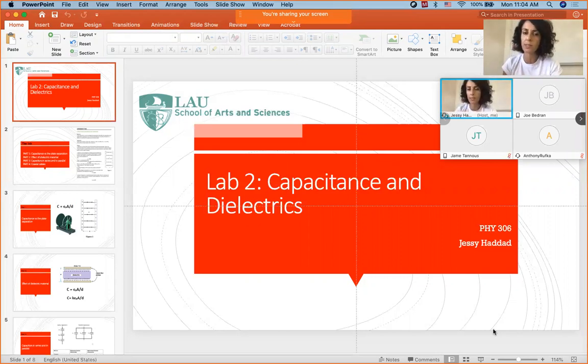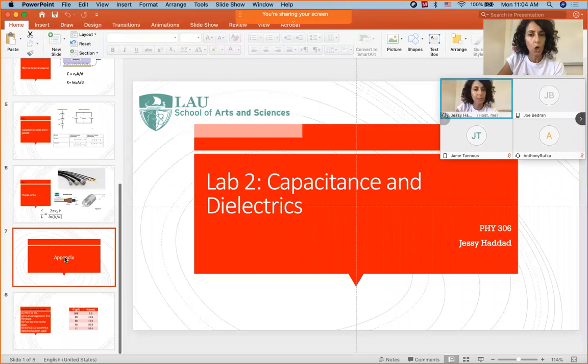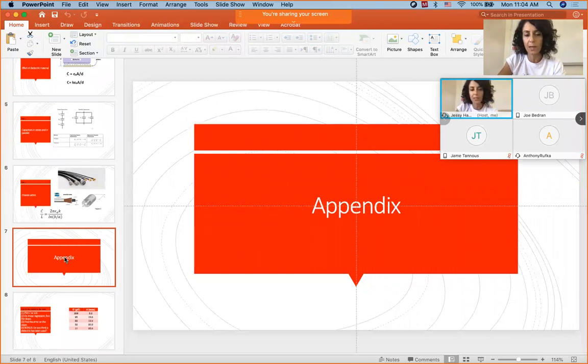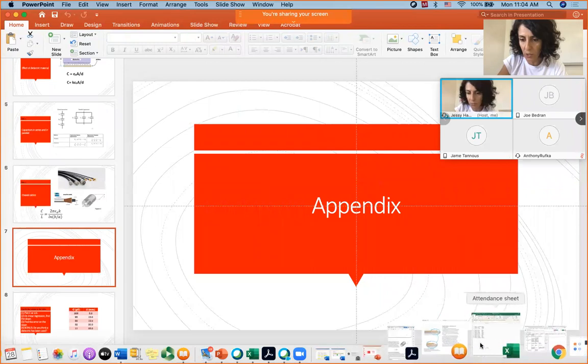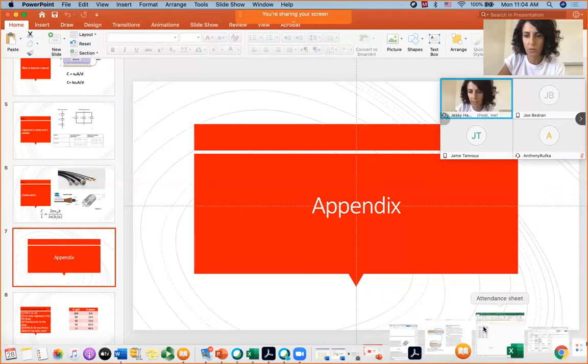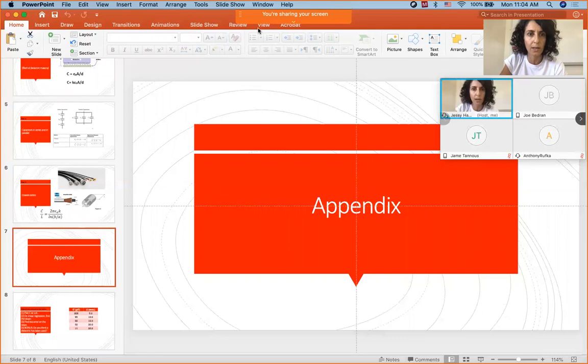For this capacitance and dielectrics, I will simply share the values with you, okay? And this lab has a lot of data analysis. So as you can see at the end, there's an appendix where I want to give us some classwork to try.